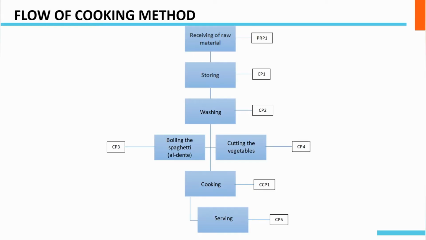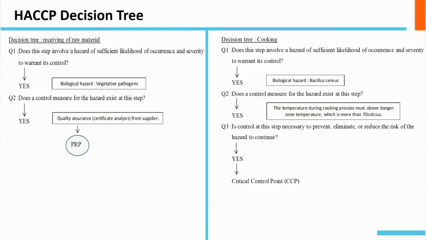This is the flow of cooking method for the spaghetti. The first step is receiving of raw material, which is considered as PRP1. Next, storing CP1, washing CP2, boiling the spaghetti to al dente CP3, cutting the vegetables CP4, cooking CCP1, and lastly serving CP5. HACCP decision tree is used to help in deciding whether a hazard control point is a critical control point or not.